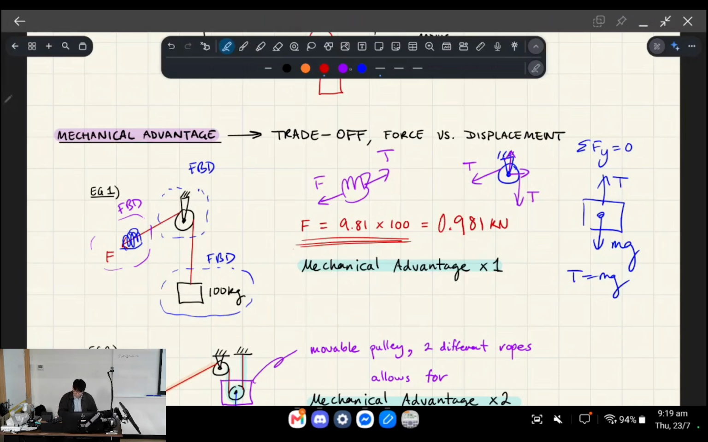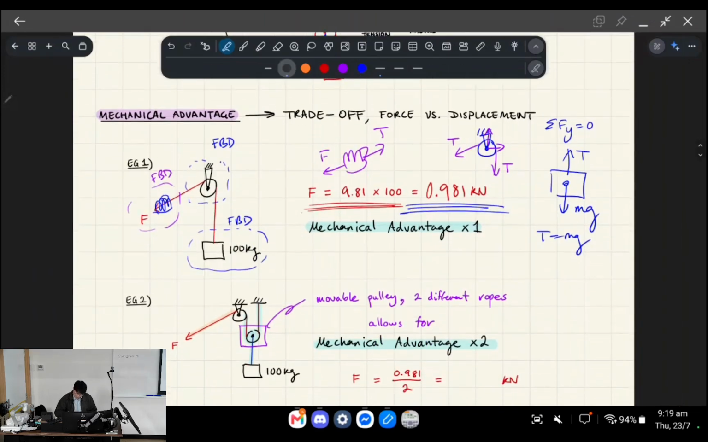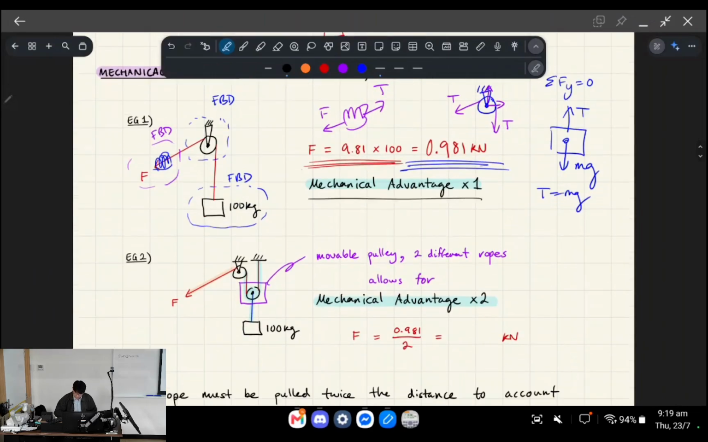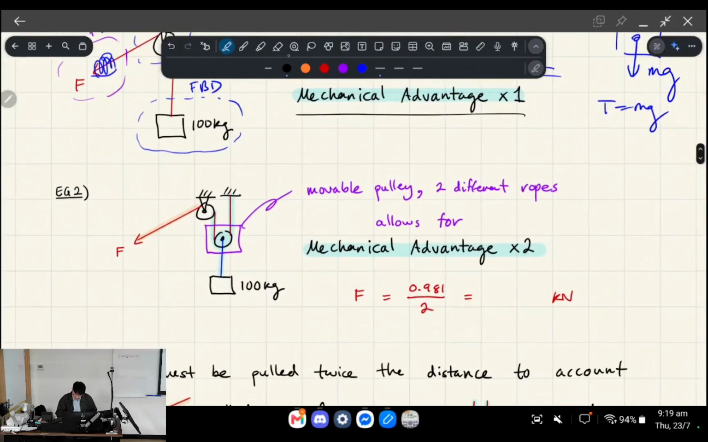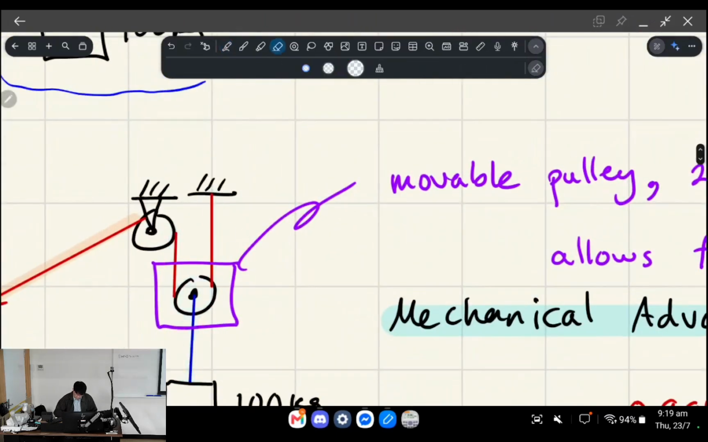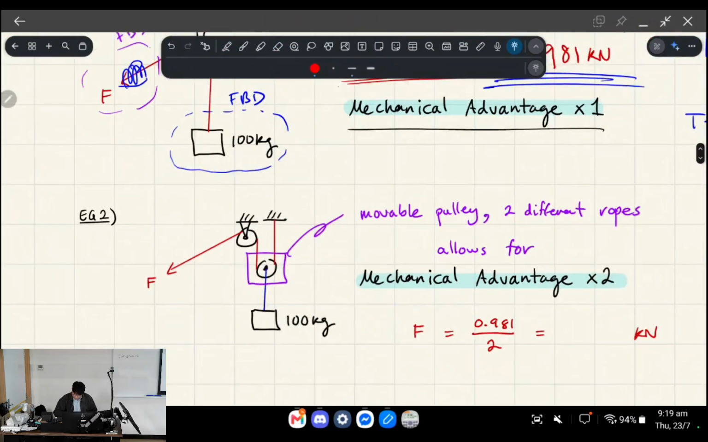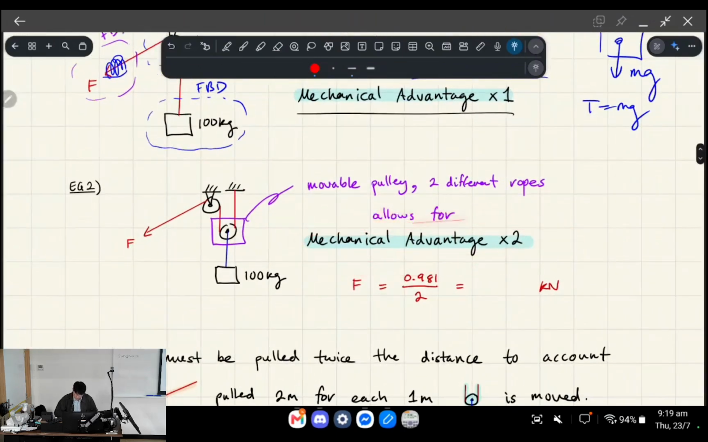So anyway, this is just a very long way to say that this is the force in the rope, okay? So we've got a mechanical advantage of 1. However, if we introduce a movable pulley into the system, let me just erase these highlights for a second. You'll see that we've got one continuous rope that coils around these pulleys like so. So this pulley is fixed, and this pulley is a movable pulley, and this can allow for a mechanical advantage of 2.